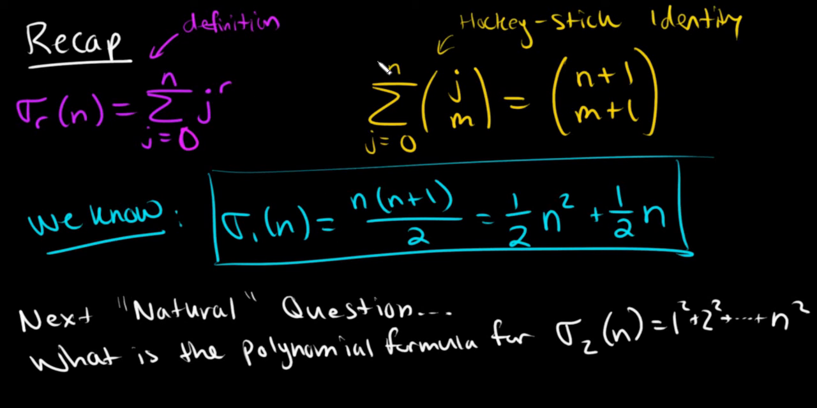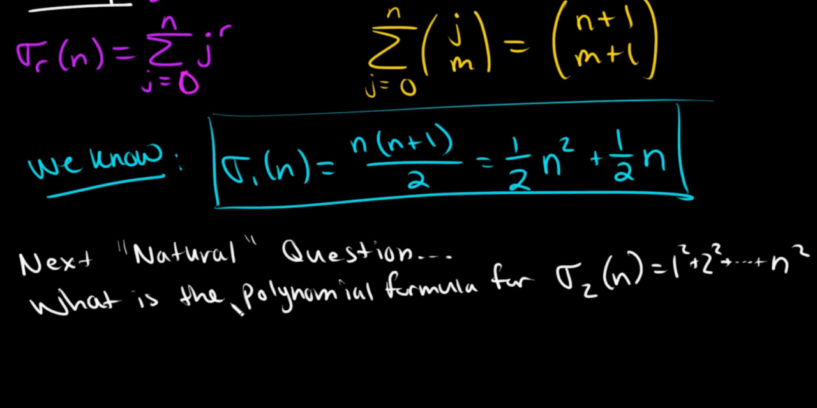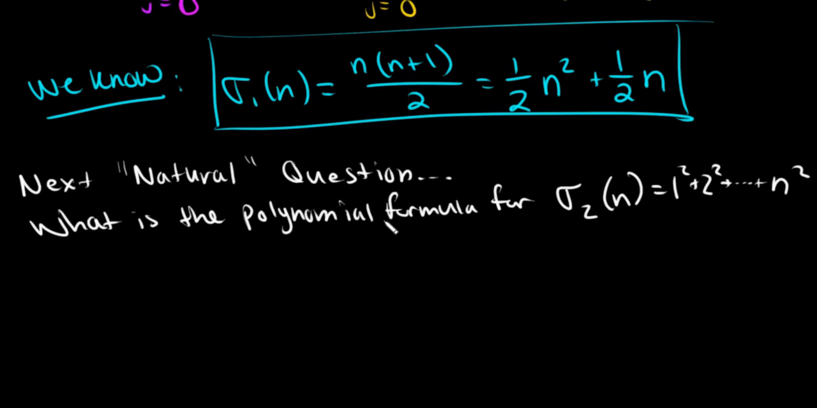We've also shown and proven the hockey stick identity. I have that in the last video. This will become useful in our proof. We also know, I've showed this in part 1 or 2, I forget which one, that sigma 1 of n is equal to n times n plus 1 over 2. And this is actually a polynomial of degree 2 in n. It's 1/2 n squared plus 1/2 n. So I guess the next natural question is, what is the polynomial formula for sigma 2 of n?